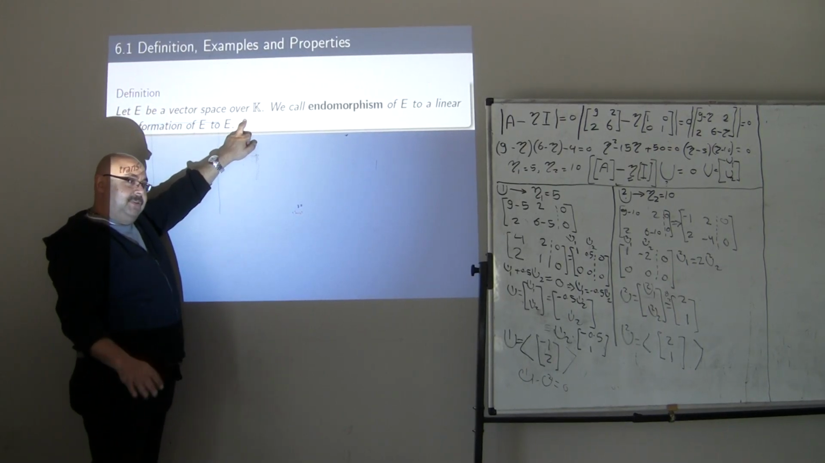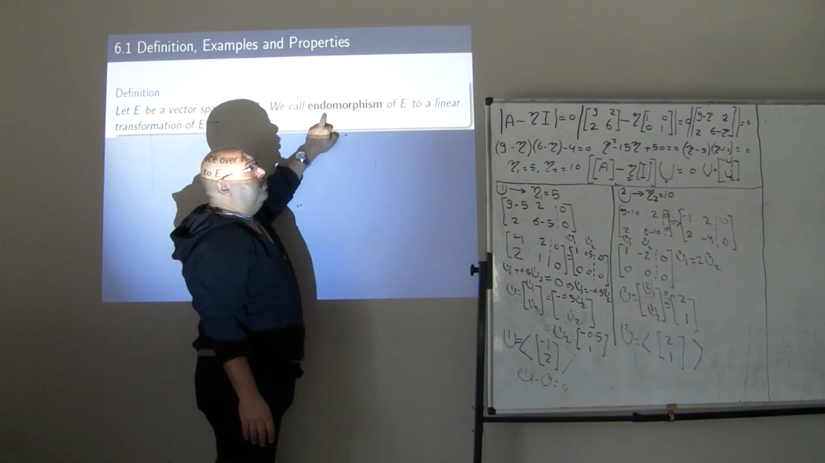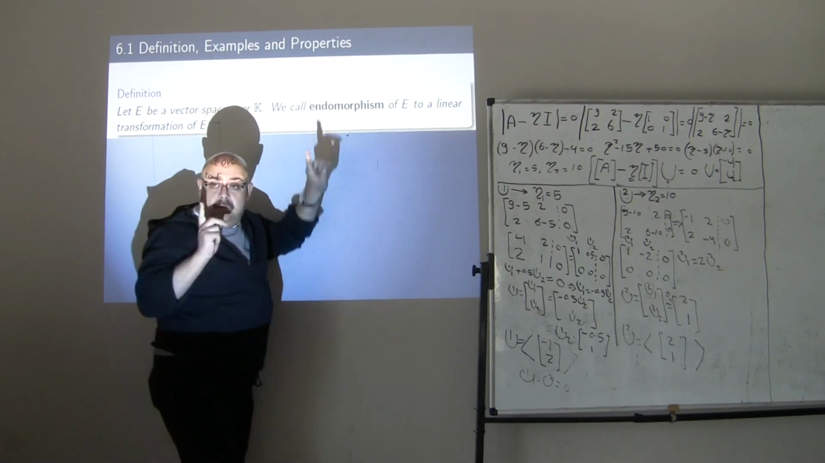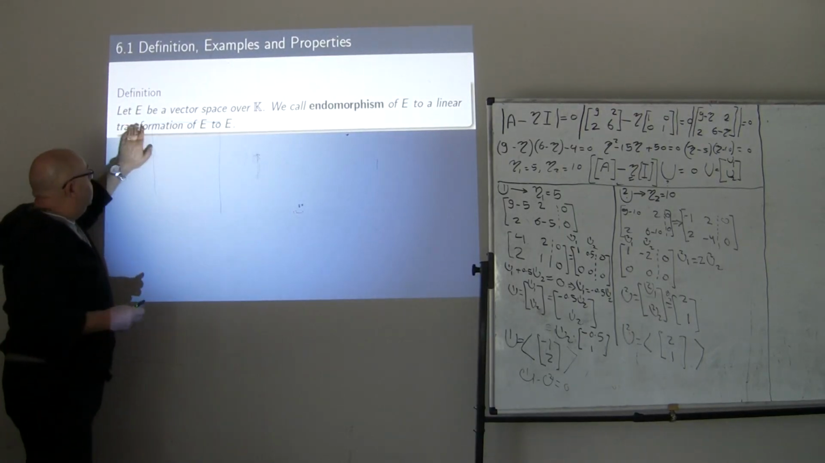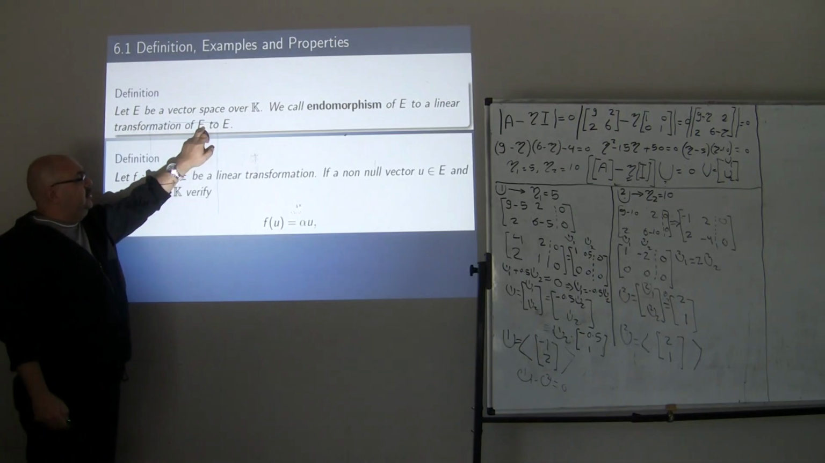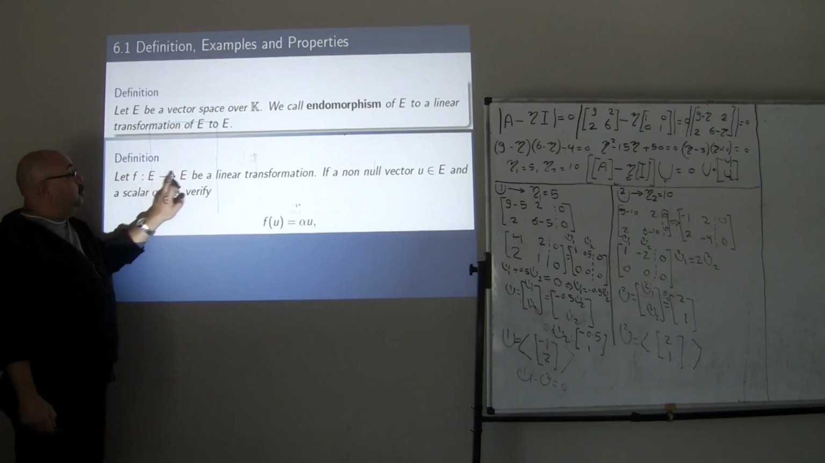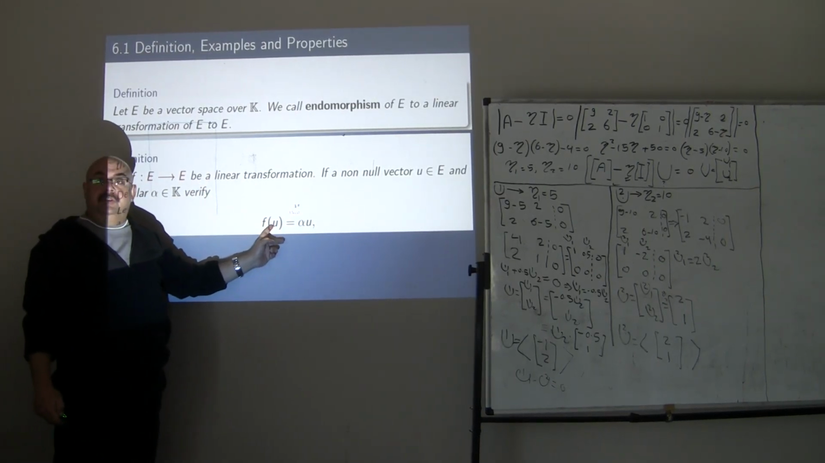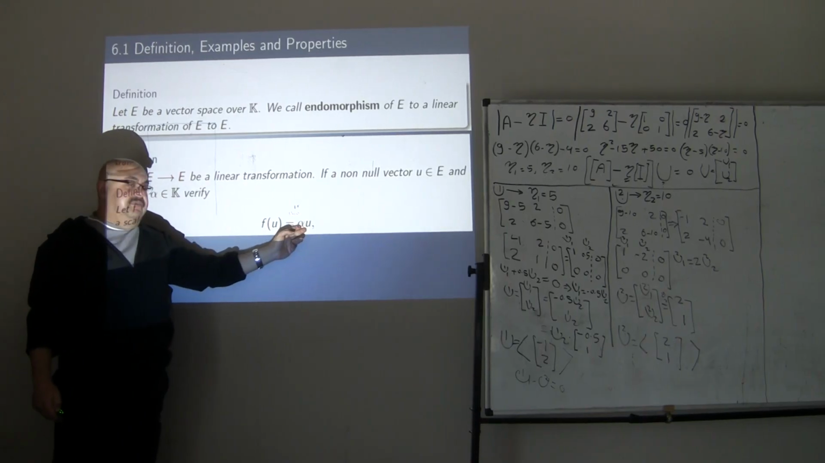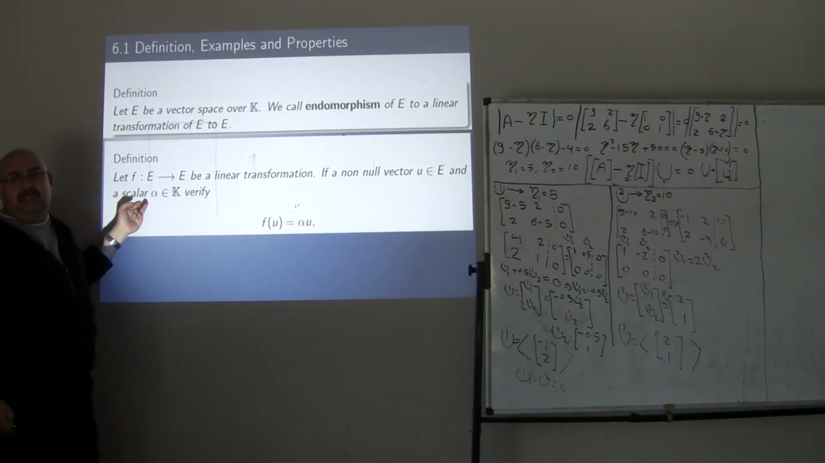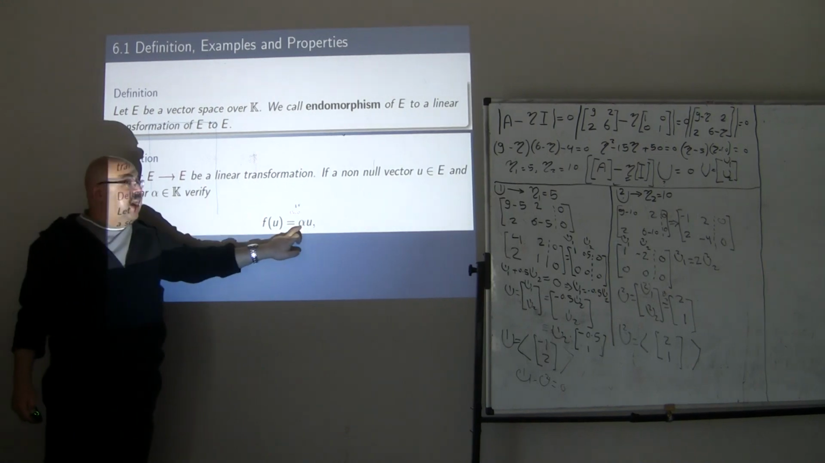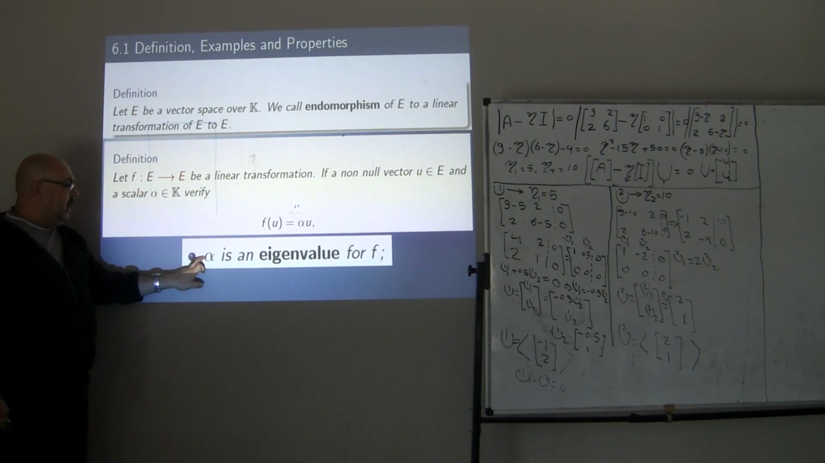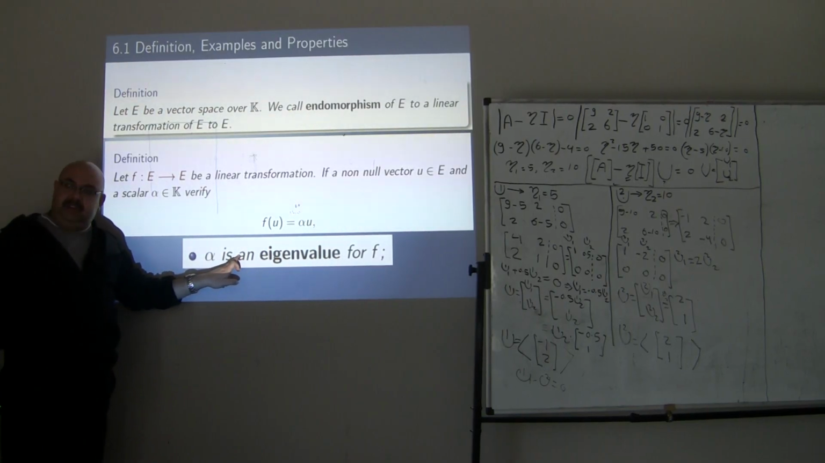K is real or complex numbers. We call it an endomorphism. What's the linear transformation that we will call an endomorphism? Once more, from E to E, it's a general transform, from E to E. For example, if there is a non-null vector U such that F of U equals alpha times U, that's the introduction. Alpha is the eigenvalue, U is the eigenvector. So once more, alpha is an eigenvalue for this eigenvector.